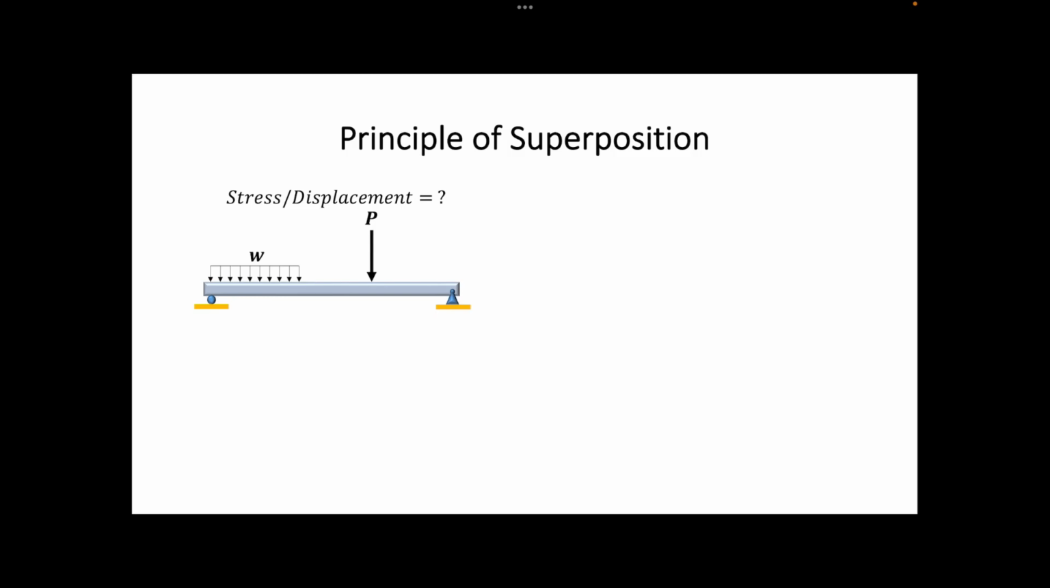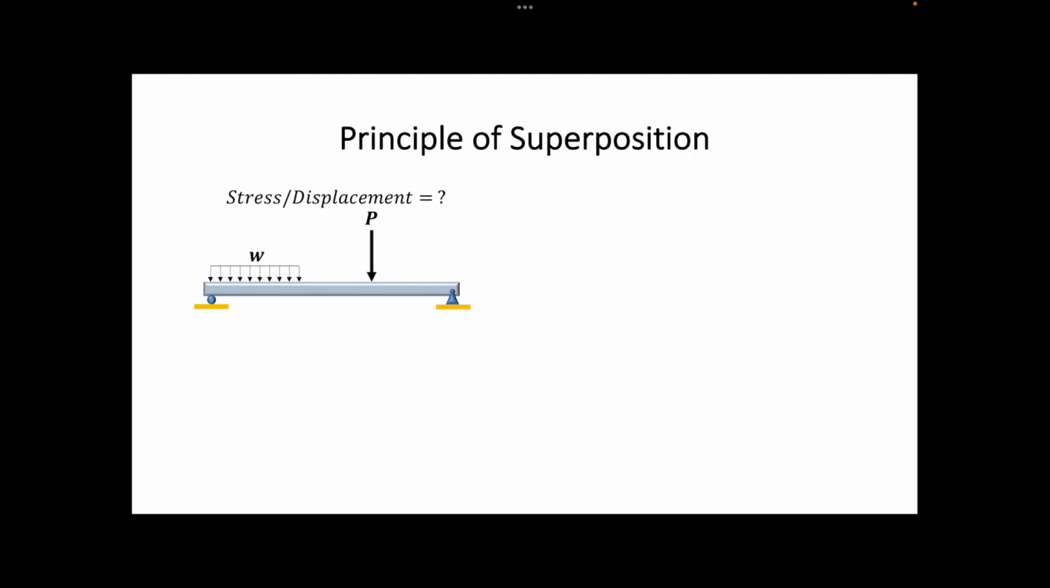This principle is often used to determine the stress or displacement at a point in a member when the member is subjected to a complicated loading. Its idea is the following. First, we will divide the loading into components. Second, we will determine the stress or displacement at the point of interest caused by each load component. Finally, the resultant stress or displacement at a point will be determined by summing all the stress or displacement calculated in the second step.